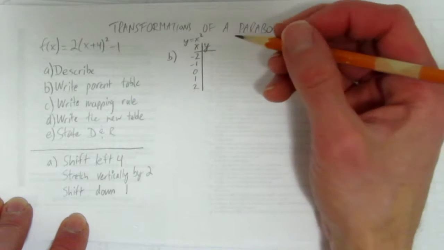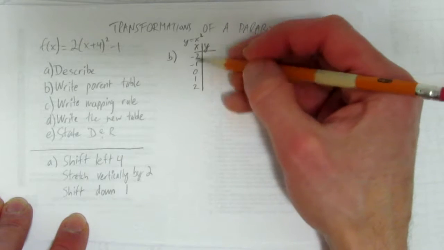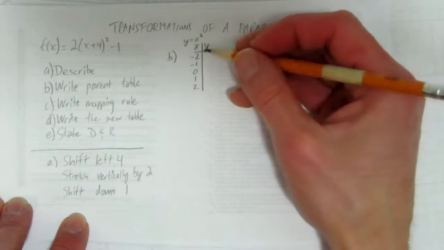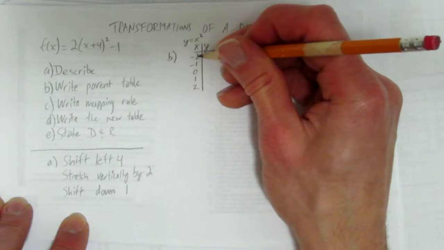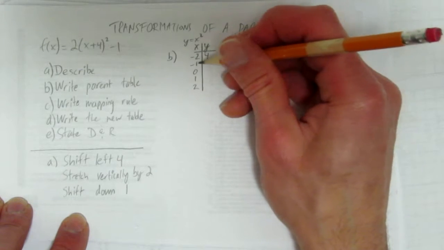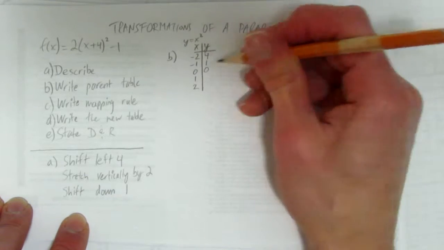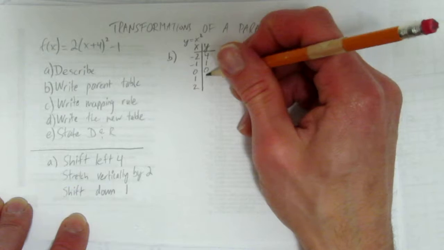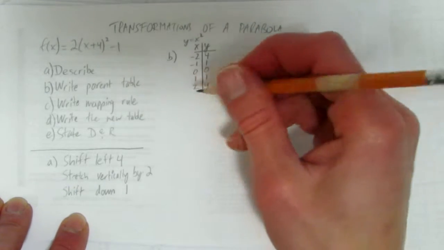I just picked easy small integers, and now I square them. -2 squared is 4. Remember, when you're squaring, a negative times a negative is positive. -1 times -1 is 1. 0 squared is 0. 1 squared is 1. 2 squared is 4. That's my base parabola.